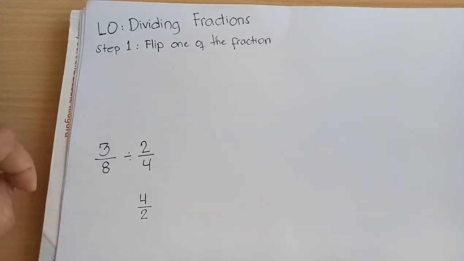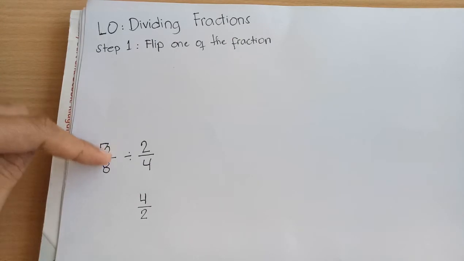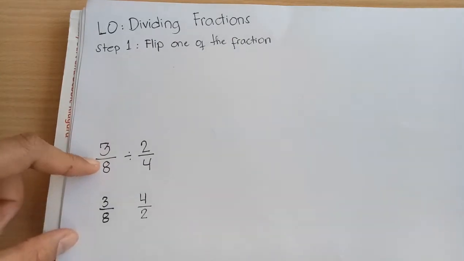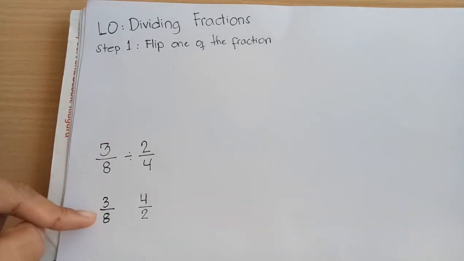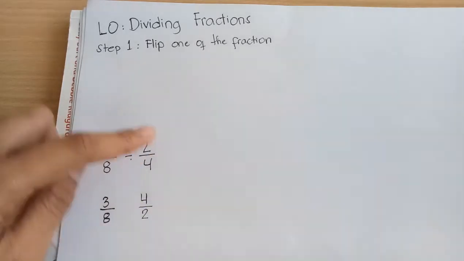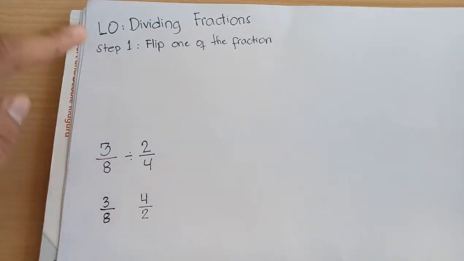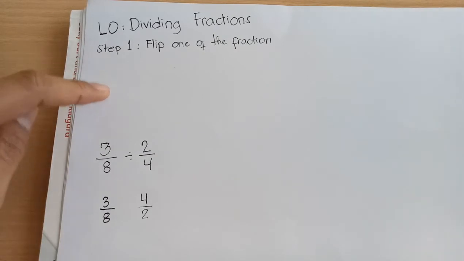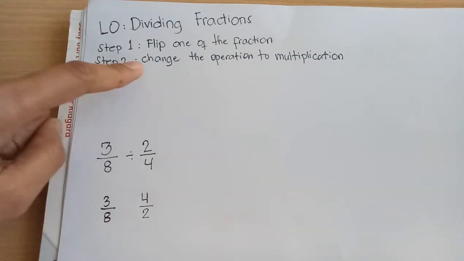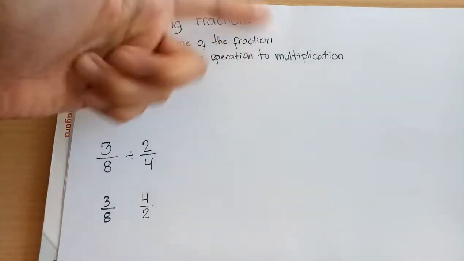Remember, only one of the fractions. So we are just going to copy this down. Okay, so we just copy down 3/8. All right, so that's the step one. Flip one of the fractions. And now for the step two, we're just going to change the operation to multiplication.